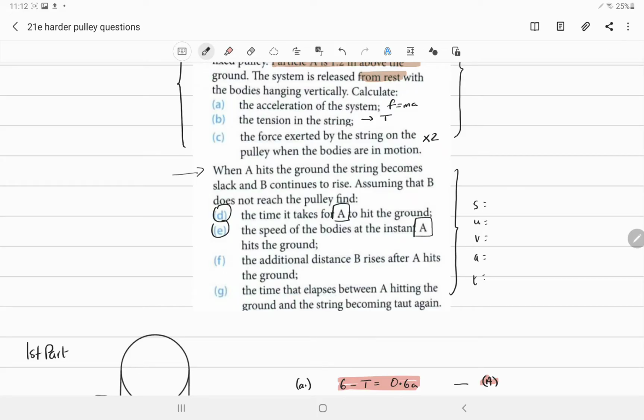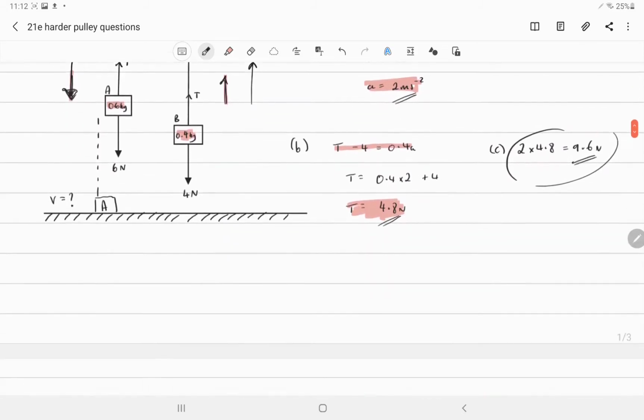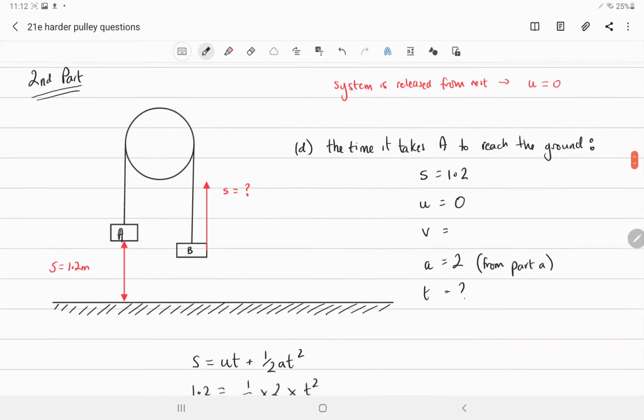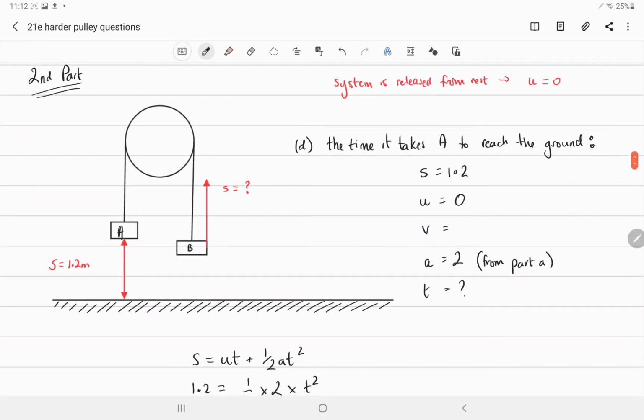It's asking us for the time it takes A to hit the ground and the speed that A hits the ground with. So my working out here, I've just a simpler drawing. I don't have any of the tensions, any of the forces, just a diagram showing that A is going to fall this distance here. It's going to fall 1.2 meters and S is going to go up a certain distance. But we're only really concentrating on object A at the minute and the time it takes to reach the ground.